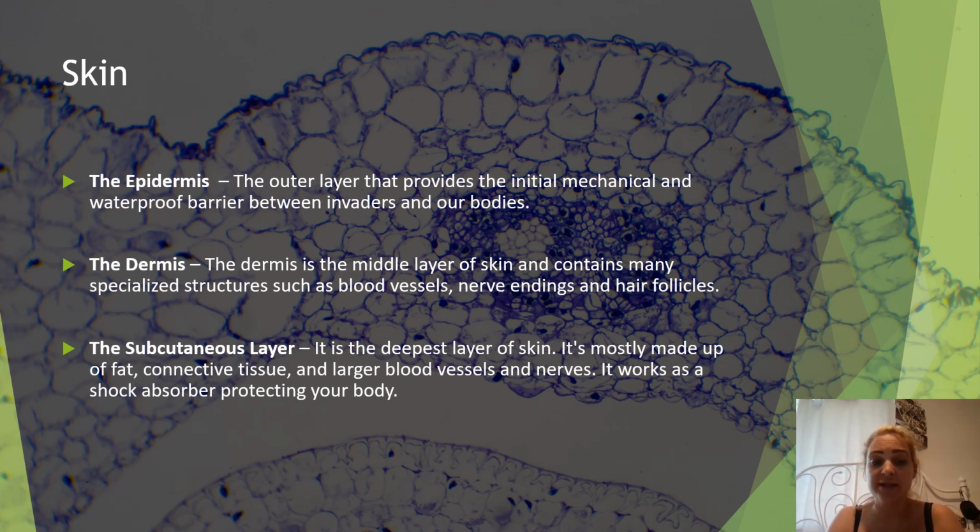The subcutaneous layer. This is the deepest layer of the skin. It's mostly made up of fat, connective tissues, larger blood vessels and nerves. It also works as a shock absorber against the body to protect it.